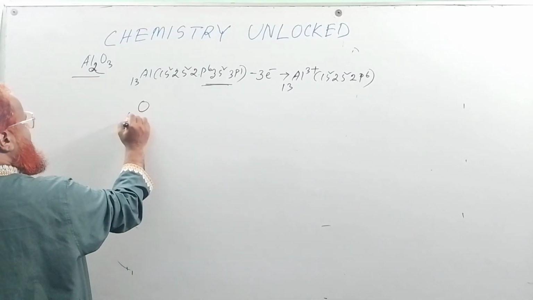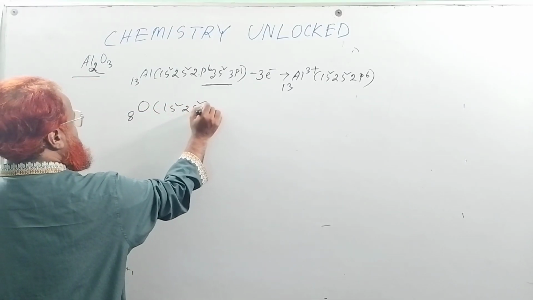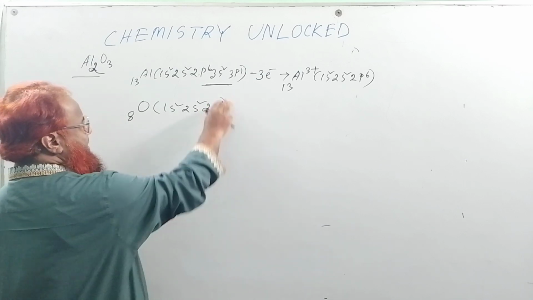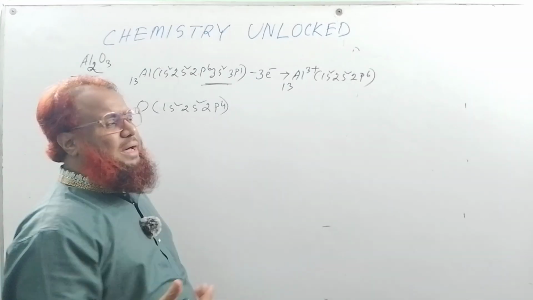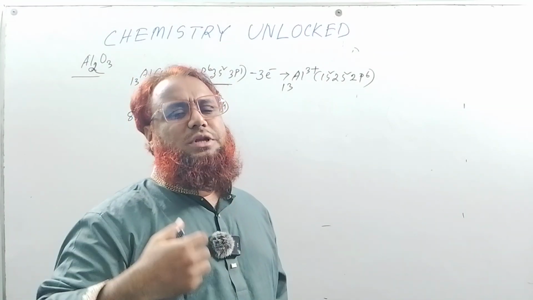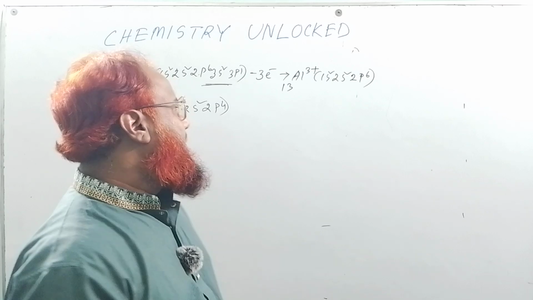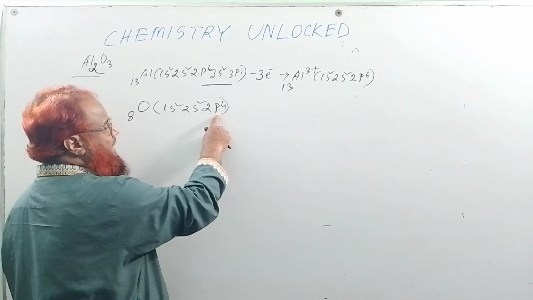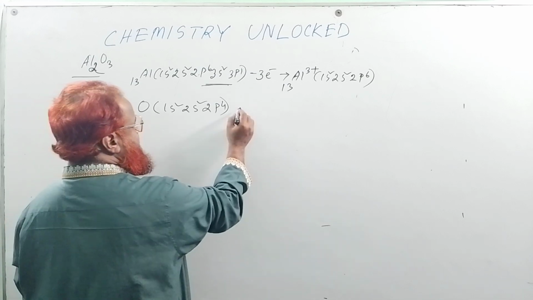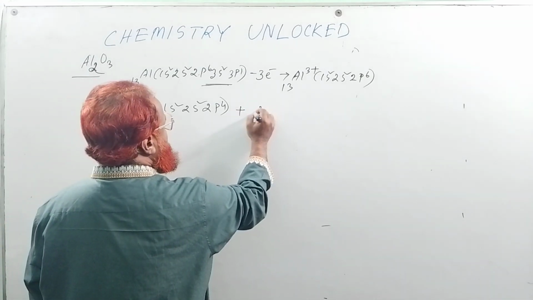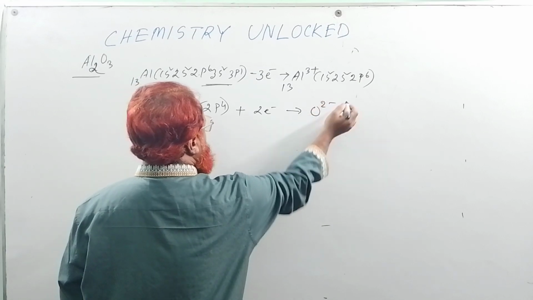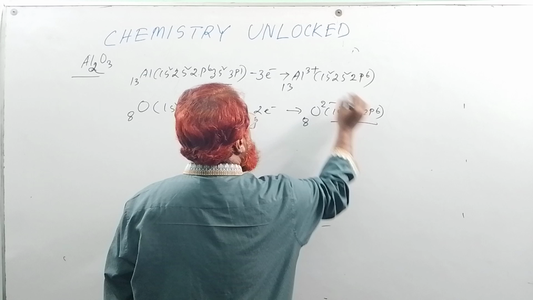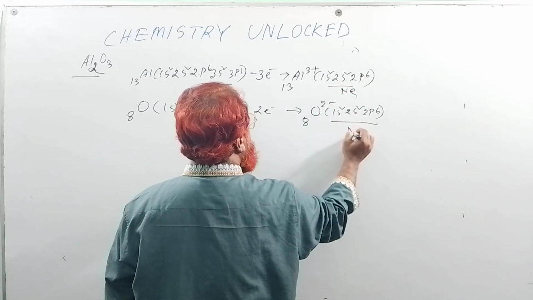Now oxygen: 1s2, 2s2, 2p4. Look at the board, my dear student. Here 3 electrons will be donated at a time by 1 aluminum atom, and it will be converted into Al3+. In case of oxygen, to make it stable, 2p4 requires 2 more electrons to become 2p6. So 2 electrons will make it oxide, 1s2, 2s2, and 2p6, similar to the electronic configuration of neon.